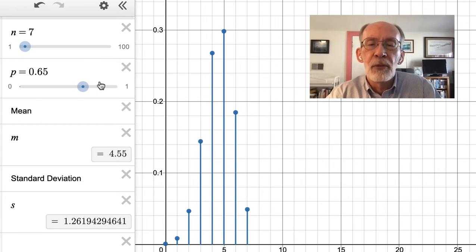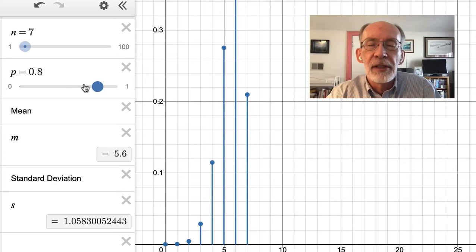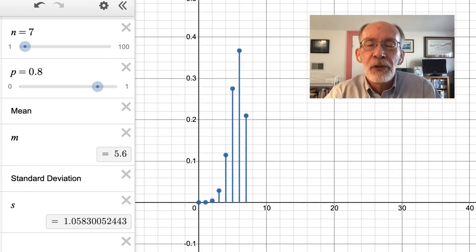But let's ask ourselves the question, what happens if she still takes 7 free throws in a game, but we presume various levels of skill, various probabilities of hitting a shot? So if her skills are such that she hits 80% of her shots, notice how it bunches up to the right. Notice, in fact, this one is even off the screen, so we'll have to adjust a little bit in order to see it. But notice how when the probability of success on an individual trial is higher, larger numbers of successes are relatively more likely. Should make perfect intuitive sense.